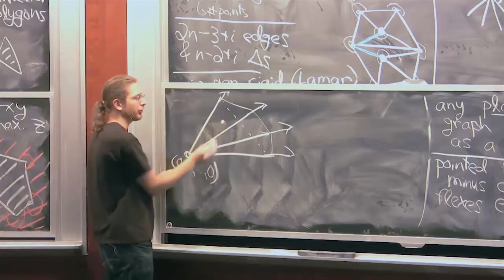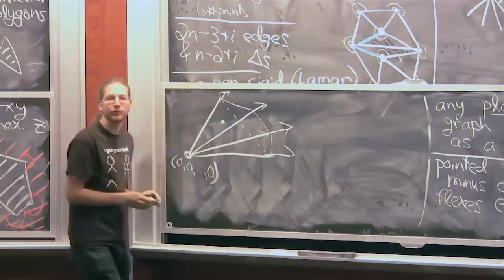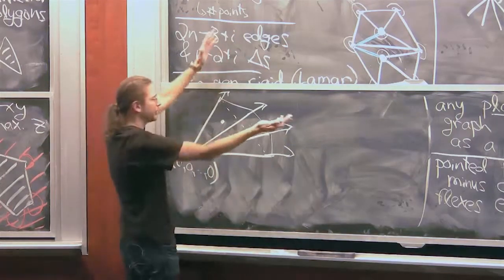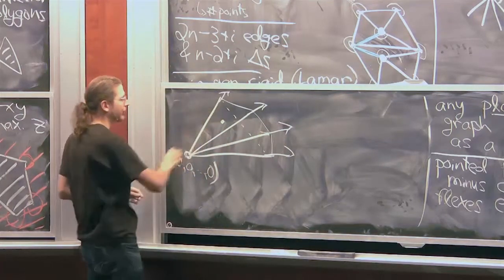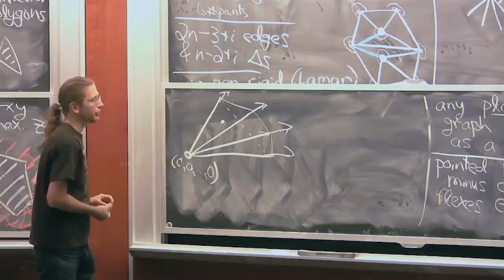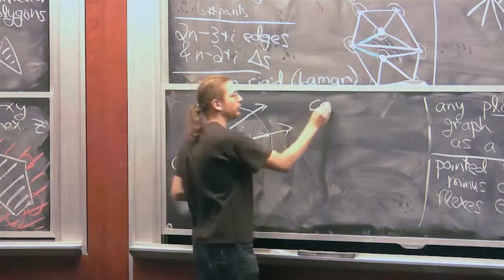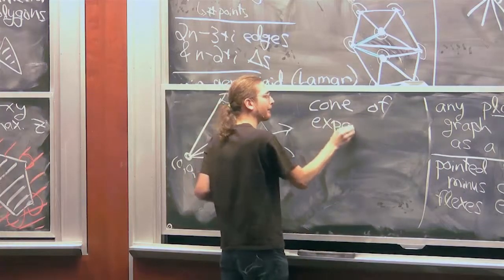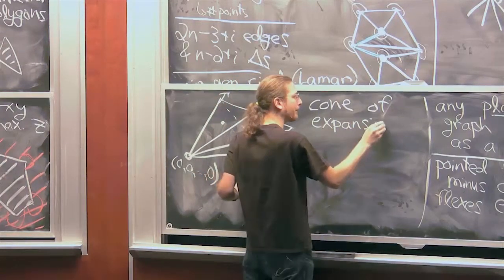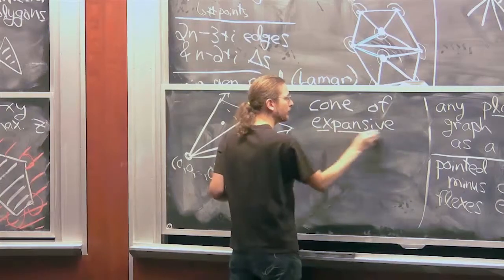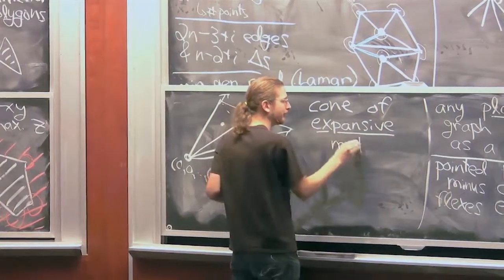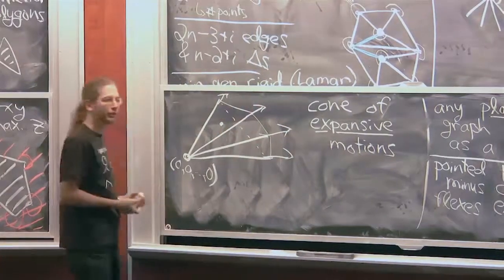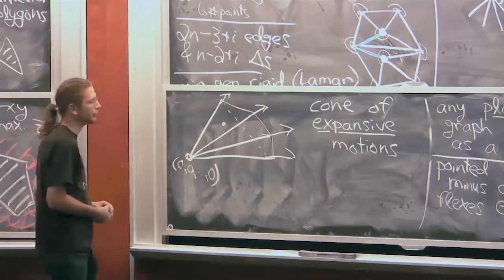If I take such a motion, I can scale it up. It's still a motion. So motions form a cone. It's called a convex cone. Every motion can be scaled up or down all the way to 0. So if we look at the cone of expansive motions, it's also a cone. It's a cone of motions of a particular tensegrity where we add all pairwise struts.